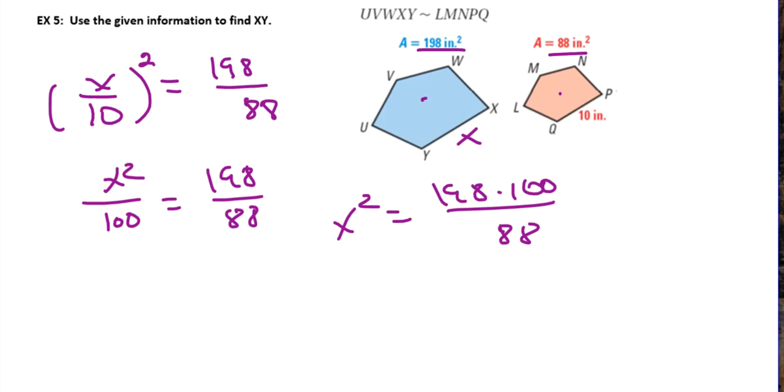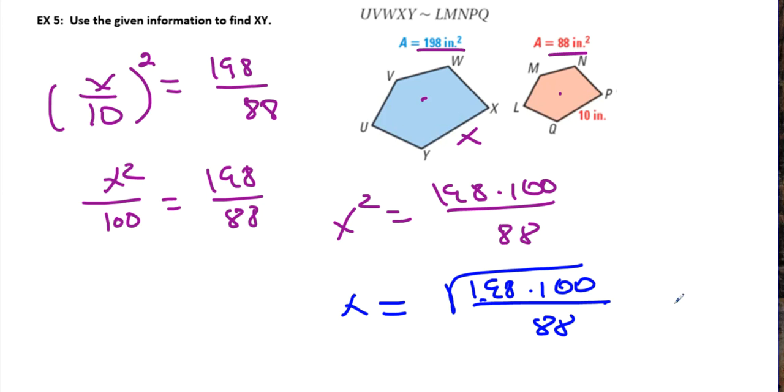So I'll take square root on both sides. I have x is equal to square root of 198 times 100 all over 88. When I put that in the calculator, let me do that real quick. I get, what do I get? 15. Okay, because this is nothing more than square root of, well, they made that easy, 225. So x is equal to 15. All right. So this length is 15.